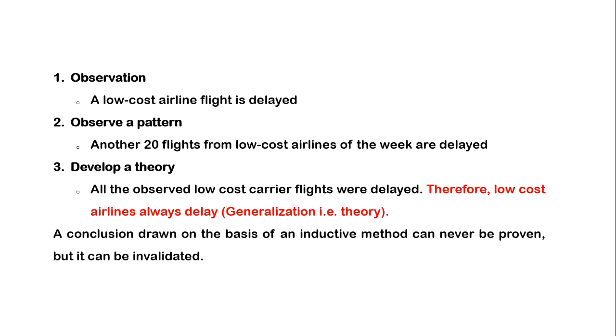A conclusion drawn on the basis of an inductive method can never be proven, but it can be invalidated. Suppose you observe 1000 flights from low-cost airlines. All of them experience a delay, which is in line with your theory. However, we can never prove that flight number 1001 will also be delayed. Still, the larger your dataset is, the more reliable your conclusion is.